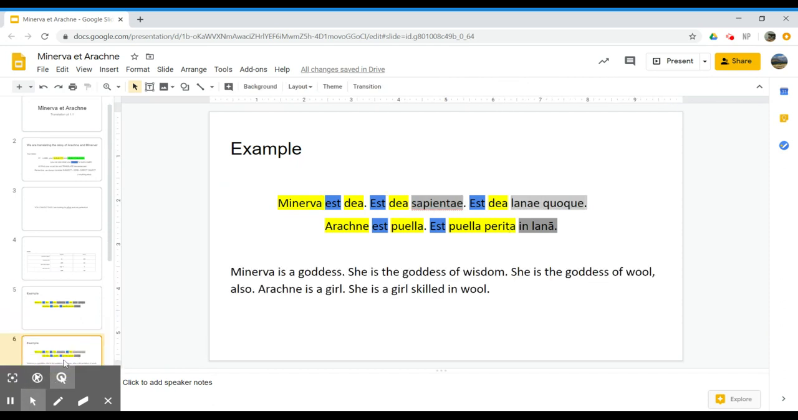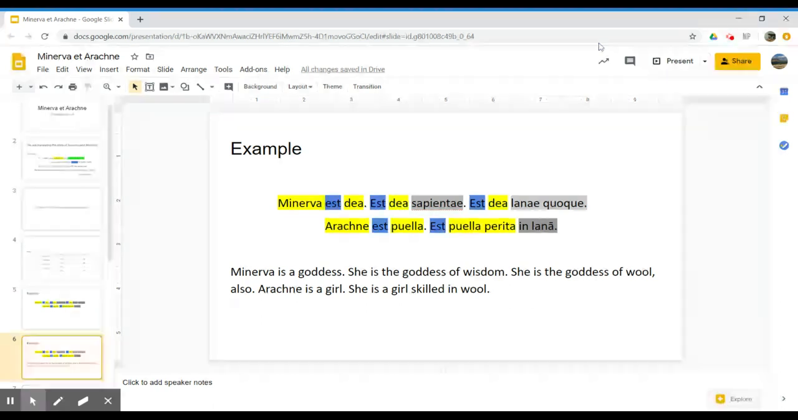And I went ahead and I actually did this already on a different slide, and I'm going to go back through it, okay? So Minerva est Dea. Minerva is a goddess. Now, some people might be tempted to translate this as Minerva is goddess, right? Because we don't have a word in Latin for a or the. But remember, we want to make it sound like good English.